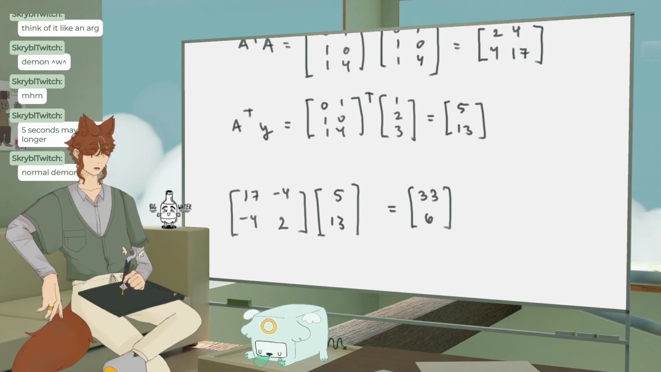2, nope, 5, 13. Let's see. 33.6. Let's go, baby. I can add 3 numbers together. Not even 3 numbers, 2 numbers together.